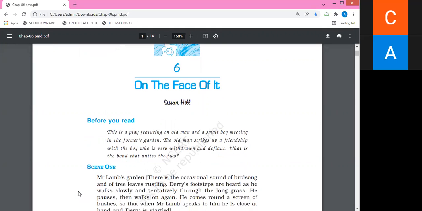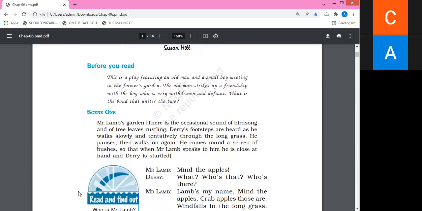So now just look at it, we are already done with scene 1. There are 3 scenes. Scene 1 is a principal scene. It's a basic interaction between Mr. Lamb and Derek. And if we interpret scene 2, it is the interaction of Derek with his mother.